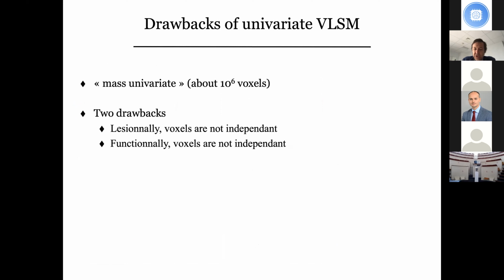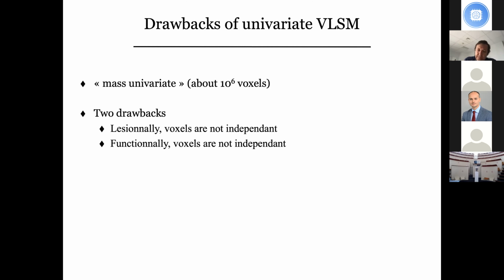First, lesionally, voxels are not independent. A lesion is a biological process, so that when one voxel is damaged, there is a high chance that surrounding voxels will be damaged as well. So you cannot treat voxels independently from each other regarding the nature of the lesion. The second problem is that functionally, voxels in the brain are not independent. Two voxels in the brain are not working independently. If one voxel is damaged, it's not the same if another one in some other part of the brain is also damaged or not.